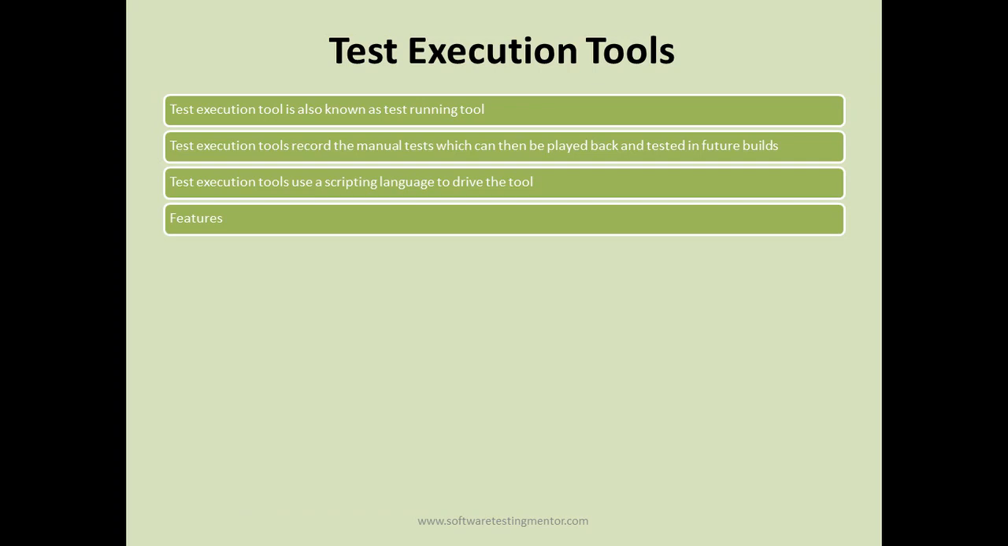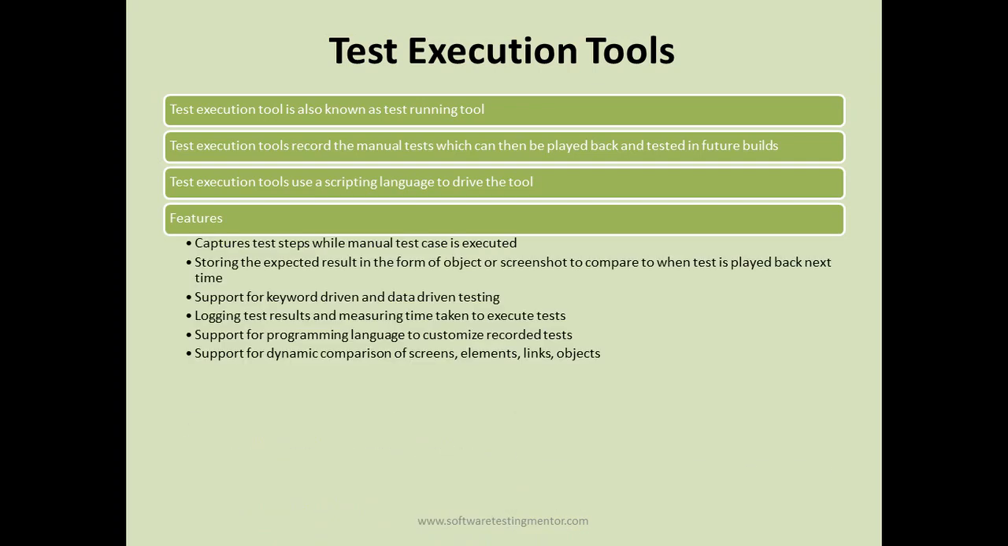So what are the features of test execution tool? The first thing is that you can capture test steps while a manual test case is executed. So there is a feature for record and playback in any test execution tool. Then you can store the expected results in the form of an object or screenshot to compare to when the test is played back next time. These are known as checkpoints in test automation tools. So you can have checkpoints in the form of screenshot or in the form of object.